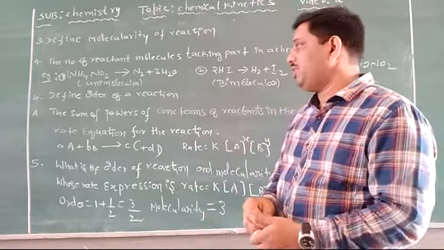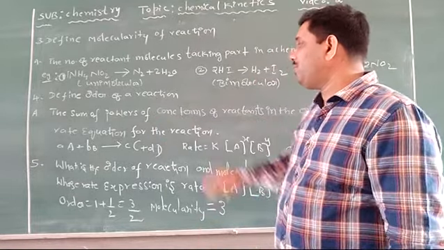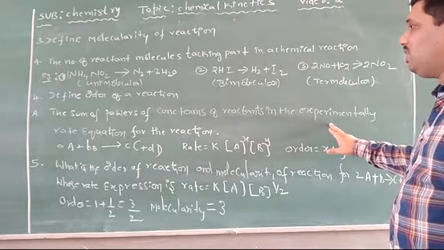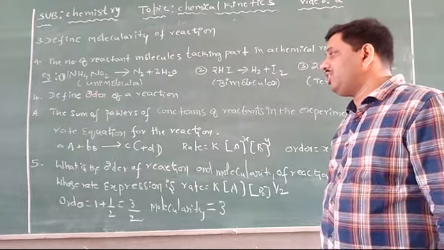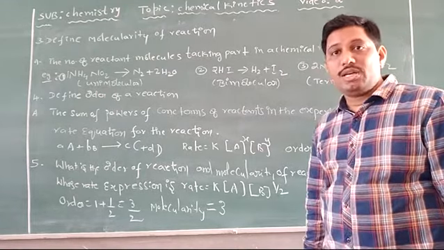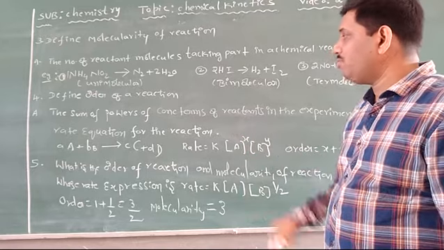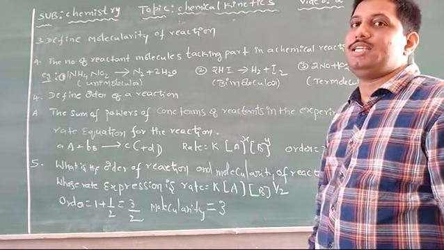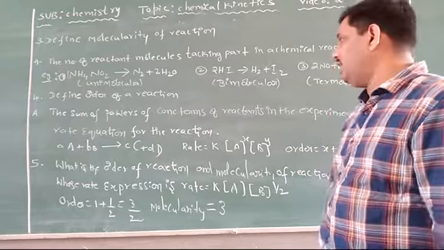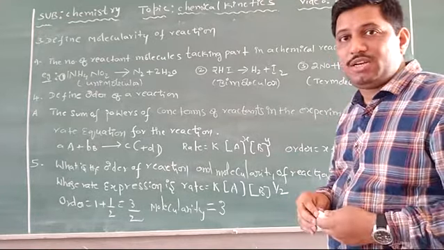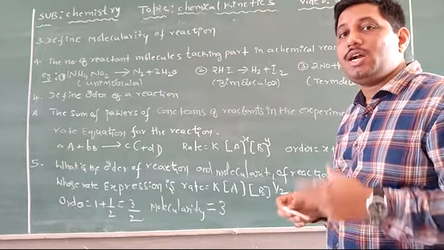Order of the reaction. The sum of powers of concentration terms of the reactants in the experimentally determined rate equation for the reaction is known as the order of the reaction.